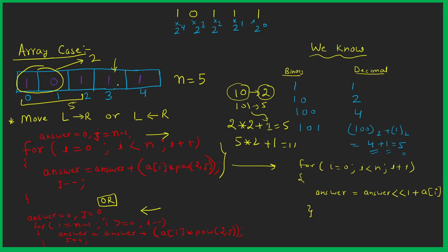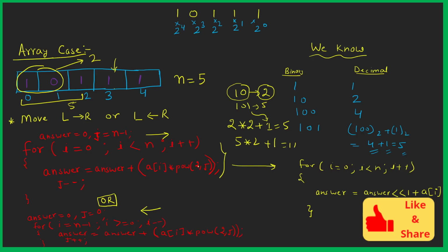Let's say if it is here 0, then 5 into 2 plus 0, that will be 10. So 1010 is actually 10. So this formula is working. The formula is just take the previous answer, multiply it with 2, and then add the current a_i. So why is it working? We have seen that whenever we are adding 1 0 to the right side, it is just multiplying with 2. And if we are adding 1, then we just add 1. And if the new digit is 0, we are just adding 0. So that's why this formula is working.